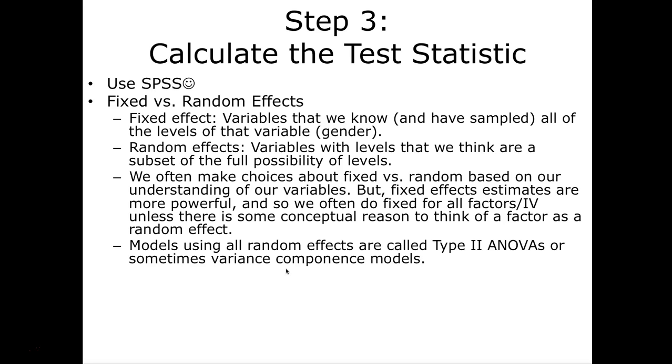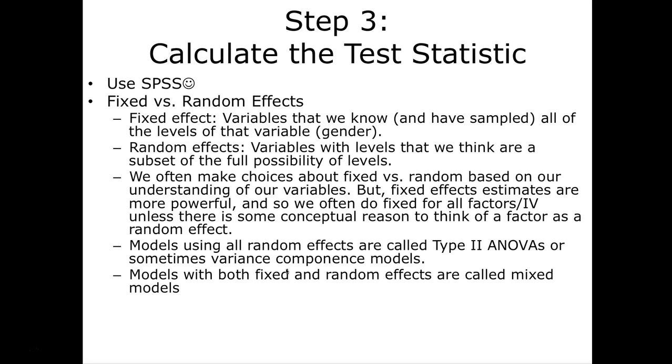Models that use all random effects are sometimes called type 2 ANOVAs or variance components models. Models with both fixed and random effects are called mixed models. So you sometimes may hear factorial mixed ANOVA or mixed factorial ANOVA.